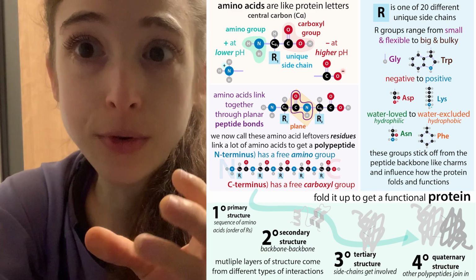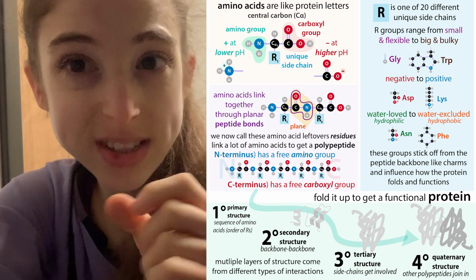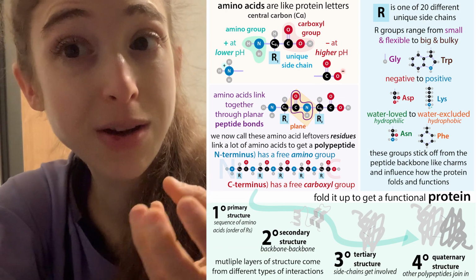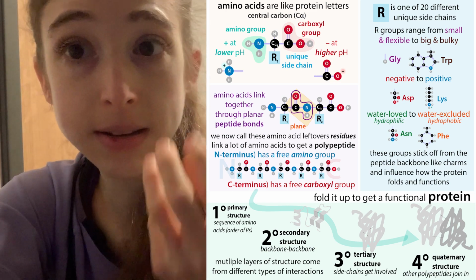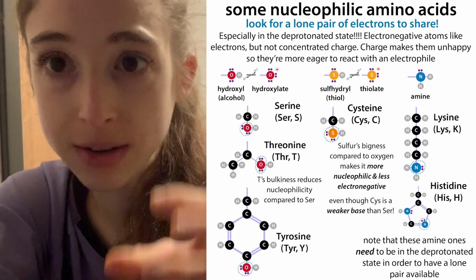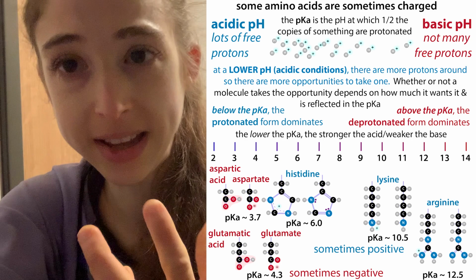And then how it folds up, you have these different amino acid residues. So basically the leftovers, when they're joined together, we call what was an amino acid now a residue. That's going to be able to give the protein different powers. So if there's a nucleophile, it can do certain things. If there's charge, it can do certain things.